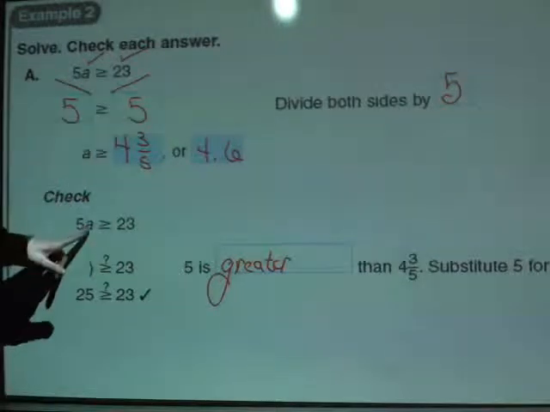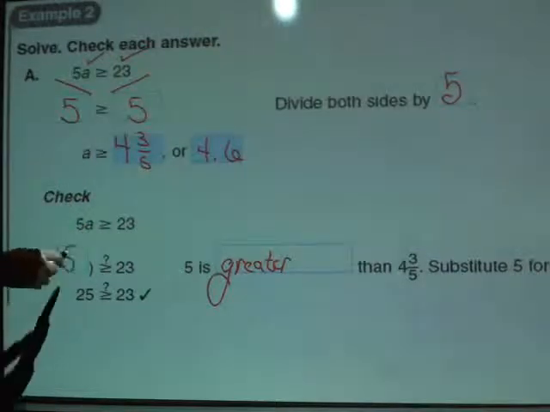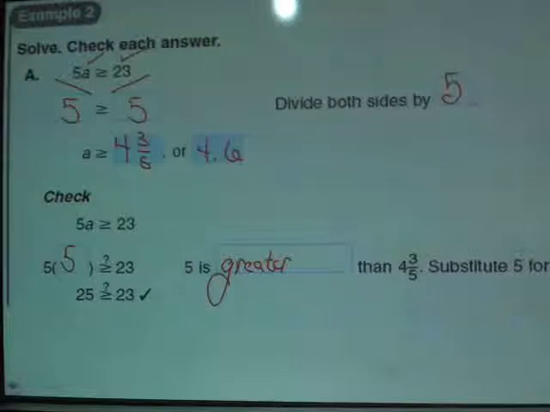So when we go down here, we change a into 5. 5 times 5 is 25. 25 is greater than or equal to 23. So of course the inequality checks there because that is a true statement.